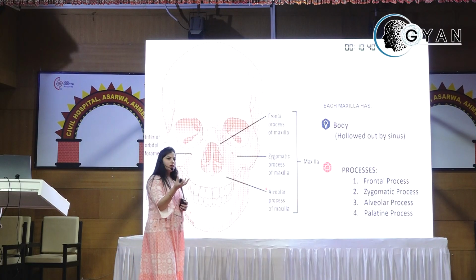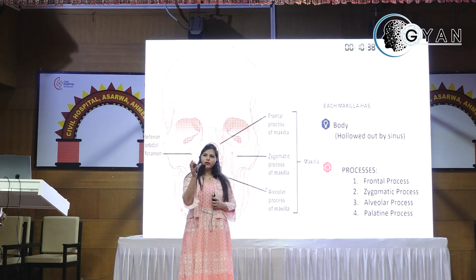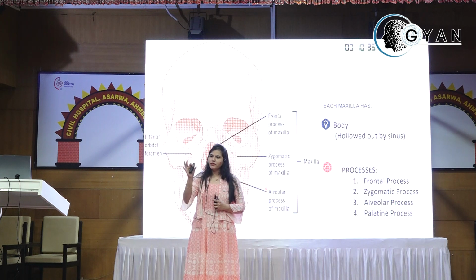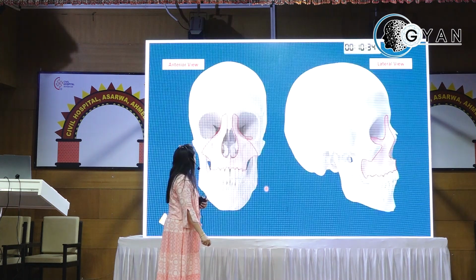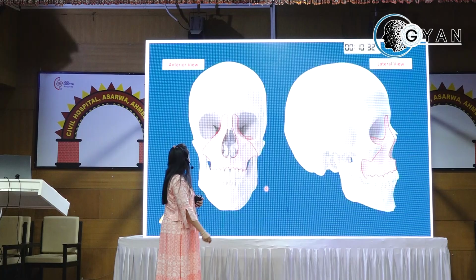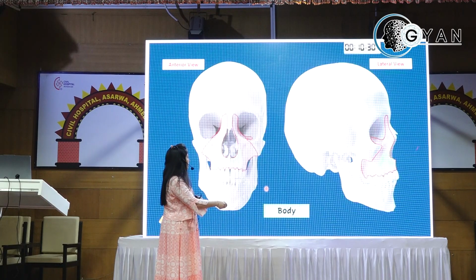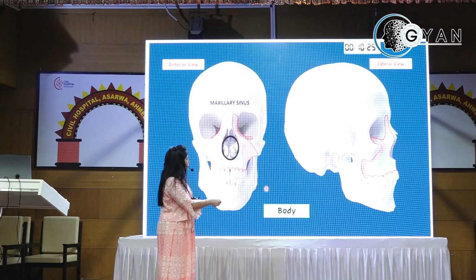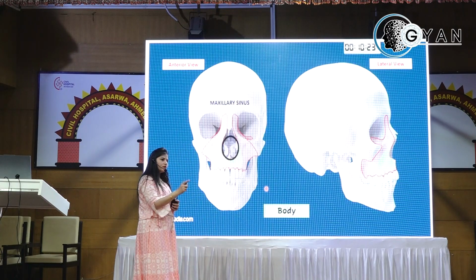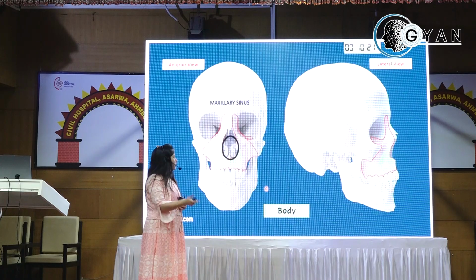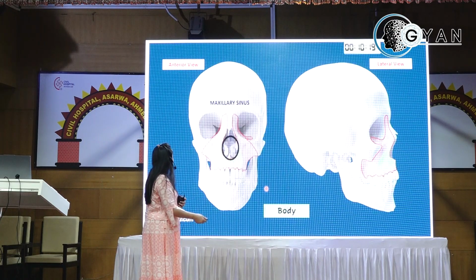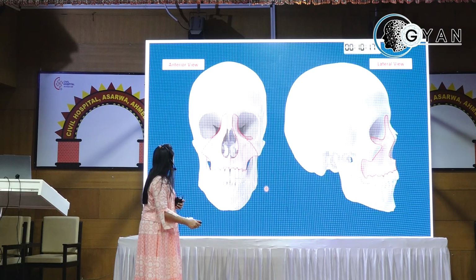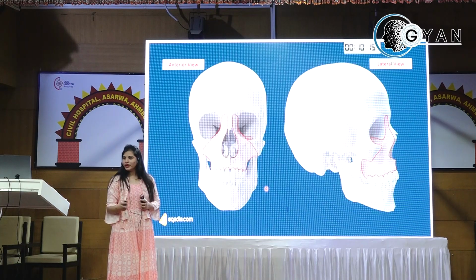Coming on to the structure of the maxilla. The maxilla has a body which contains the sinus, we know it, and we have processes. This is the body showing the housing of the maxillary sinus. Then you have the frontal process, also known as the frontonasal process of the maxilla. Then we have, it's playing, no?